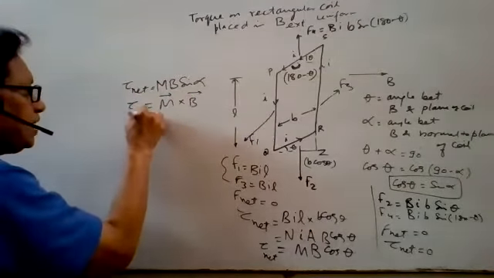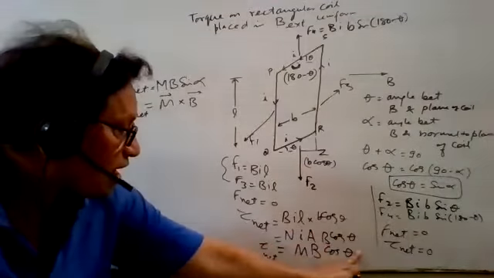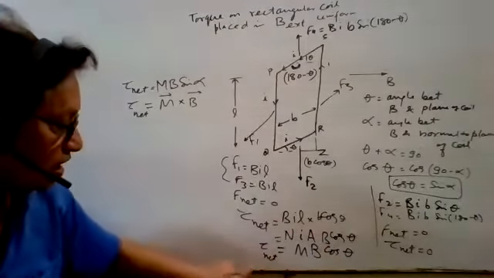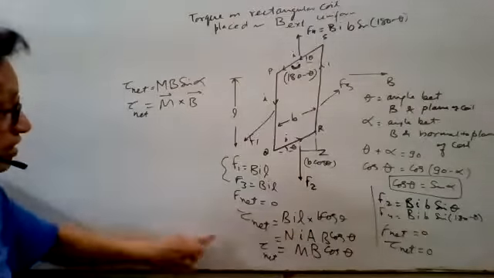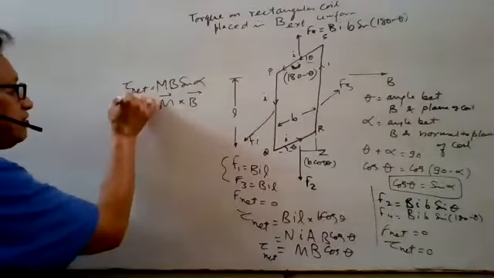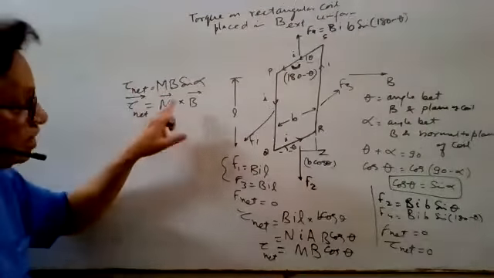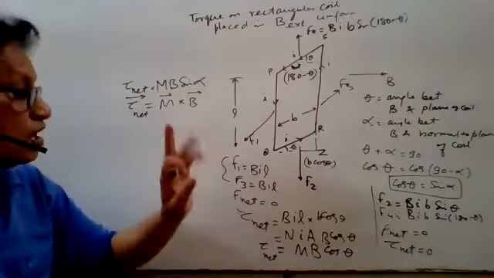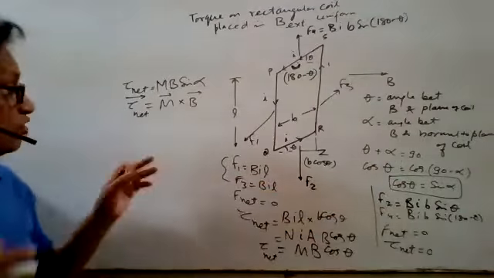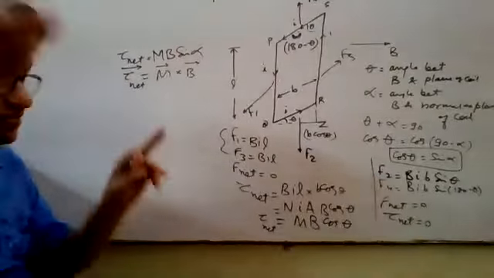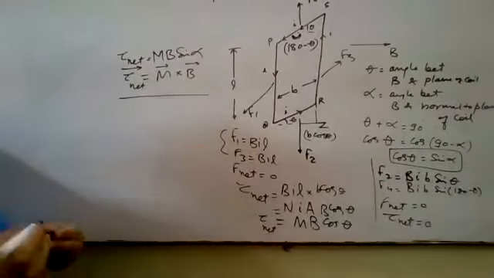If we write it in terms of cos, then up to magnitude or numerical value it's okay, but it will not give you the direction, because torque is a vector quantity, so it is a cross product. That is why cos theta must be replaced with sin alpha. The final formula here is mB sin alpha.